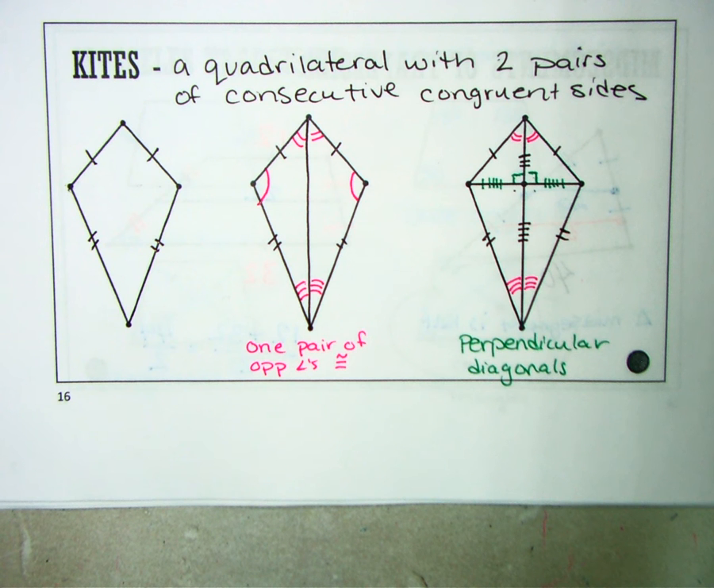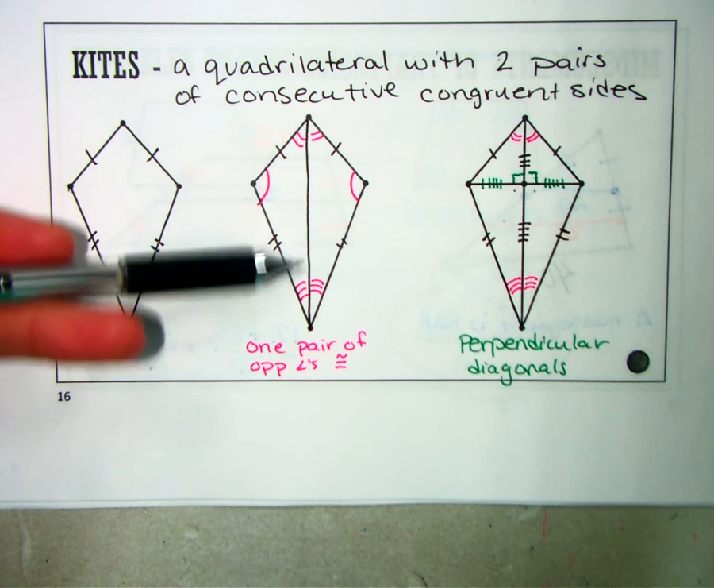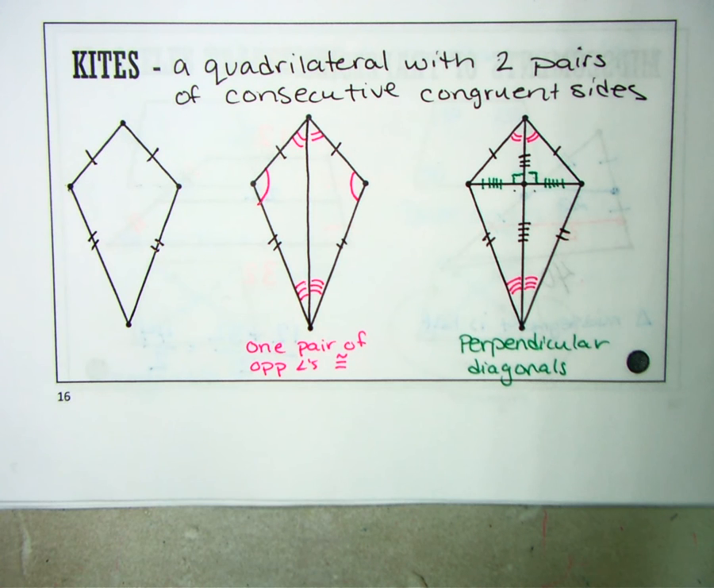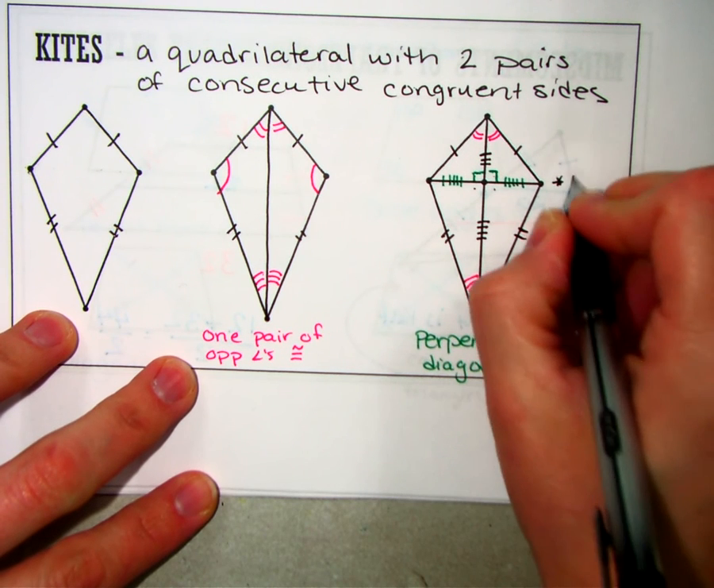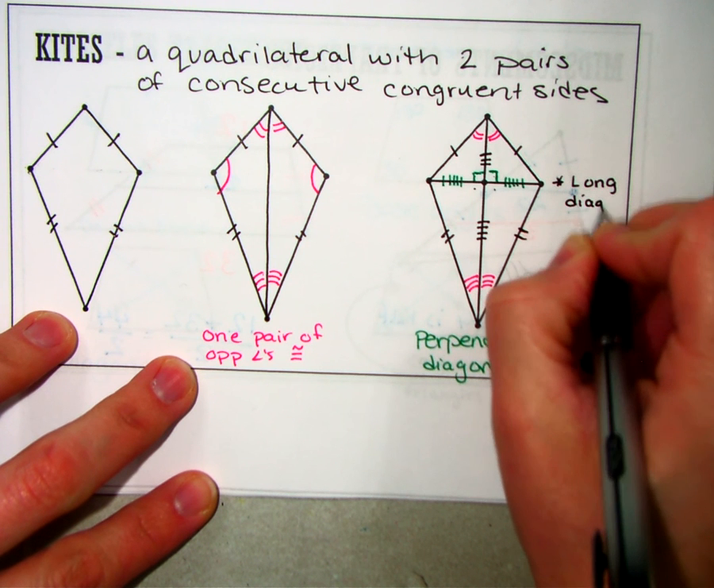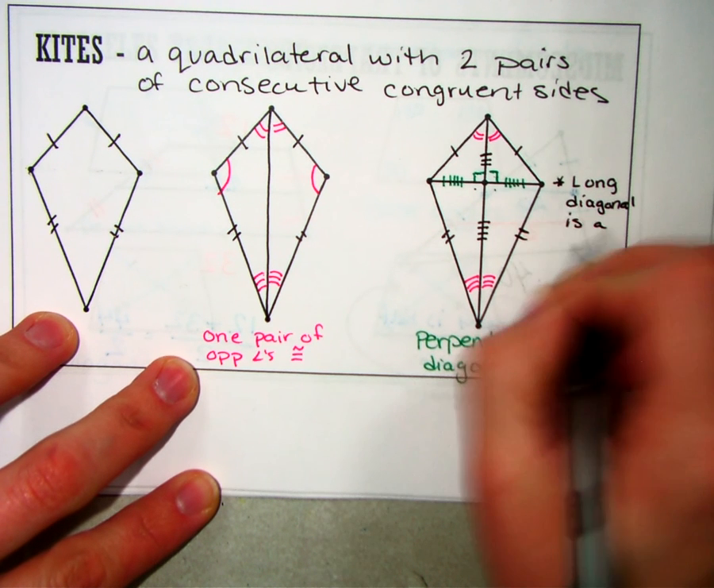So the one piece of information that kind of encompasses all of those things, like this long diagonal right here, this long diagonal is an angle bisector and it's a segment bisector. So all I'm going to write is that the long diagonal bisects everything. It bisects everything in its path. So I'm just going to put the long diagonal, so this is interesting information. The long diagonal is a bisector.